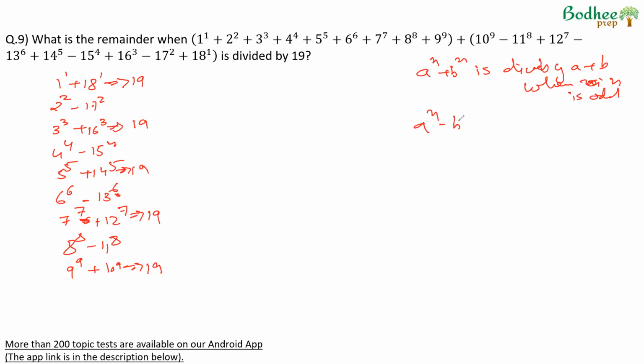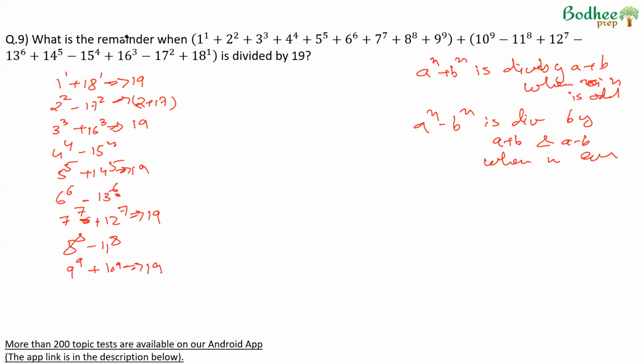Also, a raised to power n minus b raised to power n is divisible by both a plus b and a minus b when n is even. Therefore, 2 square minus 17 square will be divisible by 2 plus 17 and 2 minus 17. Here a is 2. So a raised to power n minus b raised to power n will be divisible by a plus b and a minus b. So we can for now remove the a minus b term because that is not required.